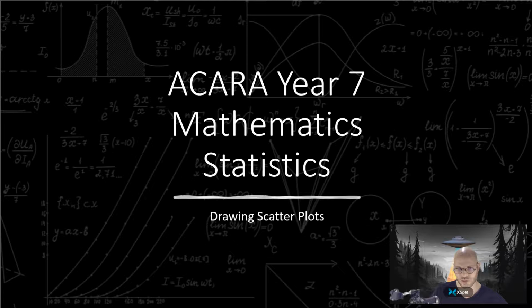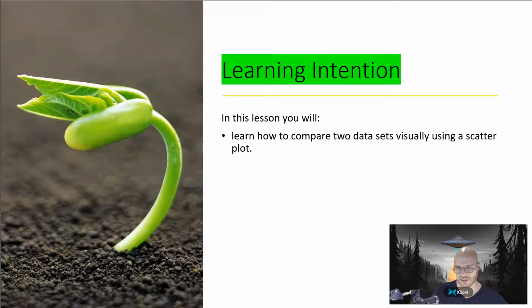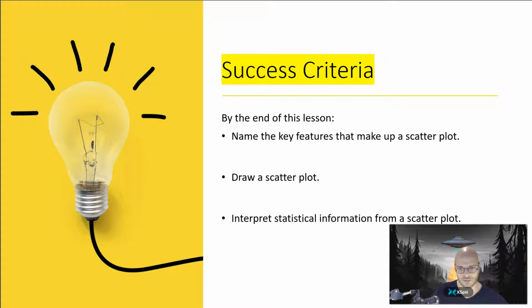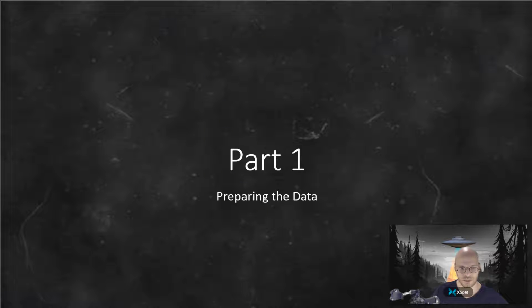Welcome to this video on the topic of Year 7 Statistical Mathematics, drawing scatter plots. In this lesson, you'll learn how to compare two datasets visually using something called a scatter plot. By the end of this lesson, you'll be able to name the key features that make up a scatter plot. You'll be able to draw a scatter plot, and finally, you'll be able to interpret statistical information from a scatter plot. Part 1. Preparing the data.